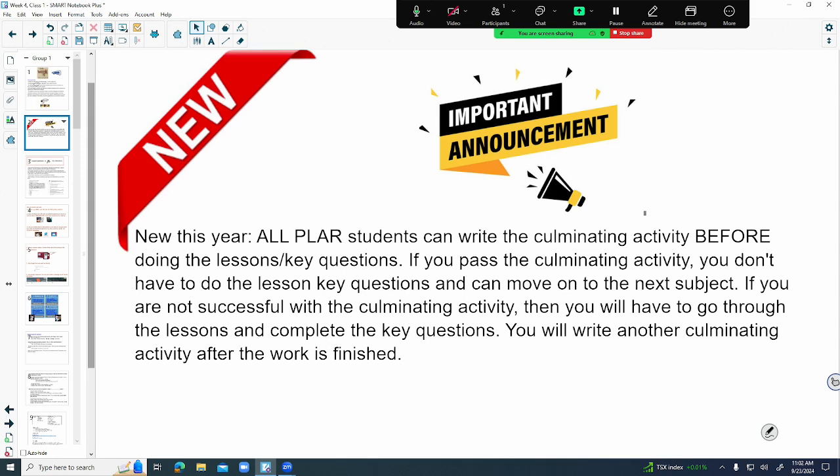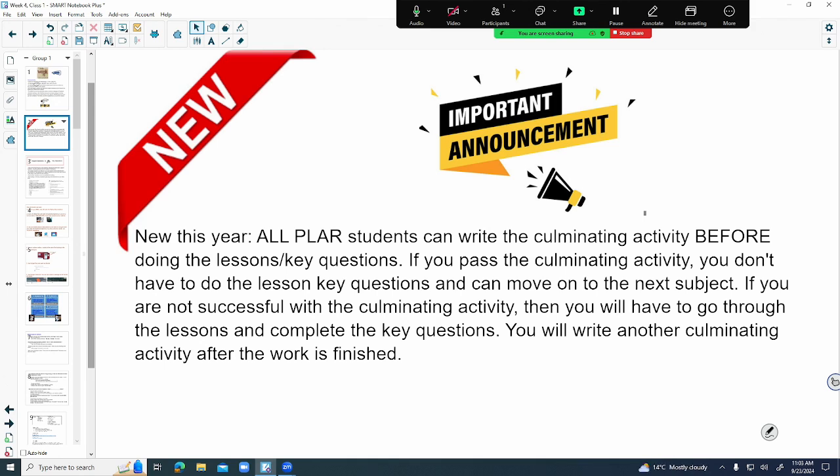So instead of doing all of the lessons, key questions, and submitting them, you can just do the culminating activities, and then you could probably get all 5 of those subjects done in a week or so, depending on how quickly it takes or how much time it takes you to do the culminating activities. So if you do that, then you get to move on to your senior questions. If you're not successful with the culminating activity, whichever one you choose to do, then you will have to do the lessons and complete the key question to be submitted for marking, and then you'll get another opportunity to write a culminating activity after the work is finished.